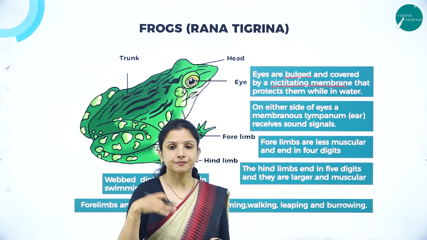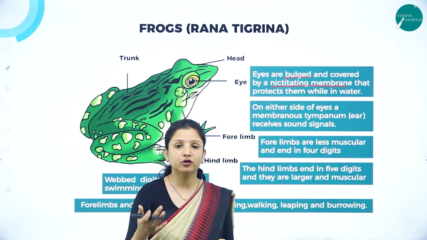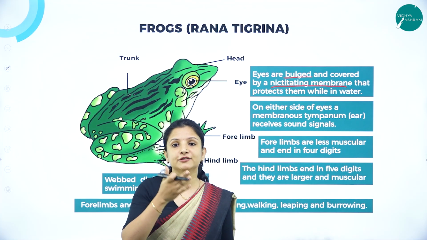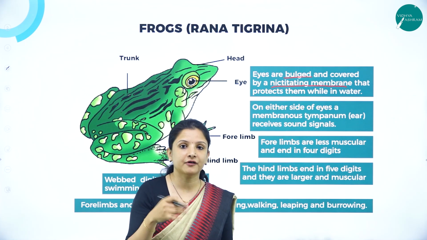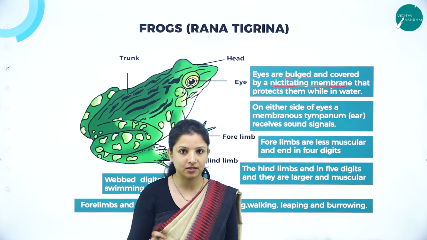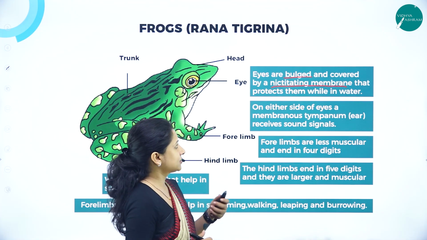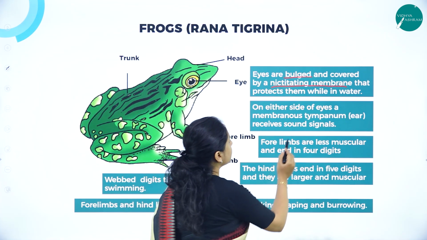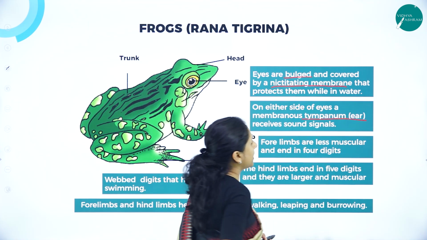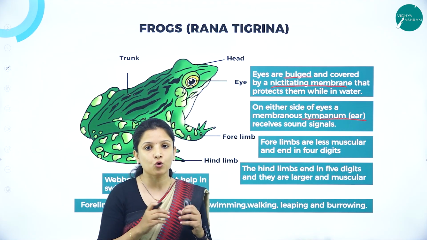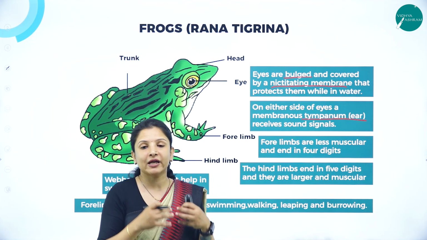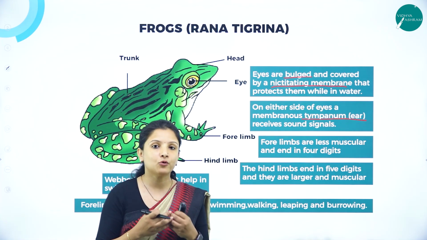Because of this nictitating membrane, it is not necessary for the frog to close its eyes. It can see in the water because it is transparent, and also the nictitating membrane protects the eyes of the frog when it is in water from all the debris and waste that is present in the water. So that is its function. And on either side of the eyes, they have a membranous tympanum. Tympanum are nothing but internal ear openings. And the main function of the tympanum is to help the frog to receive sound signals.